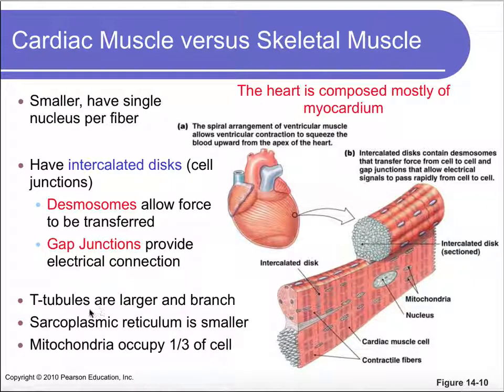What else? T-tubules are larger and they branch more here, and the sarcoplasmic reticulum is smaller. One of the reasons is that in cardiac muscle, we also rely on extracellular calcium from the extracellular fluid. So we're not just relying on calcium from the sarcoplasmic reticulum, which is the case in skeletal muscle. And in cardiac muscle, 1/3 of the muscle cell is occupied by mitochondria. That makes sense because mitochondria is our powerhouse. This is what gives us energy, and we really never want to run out of ATP and fatigue in our cardiac muscle.